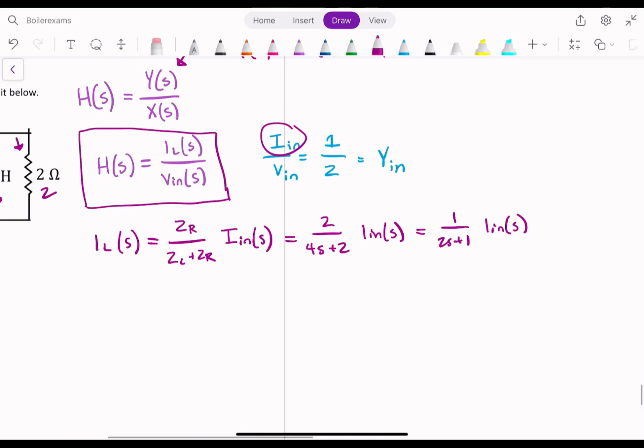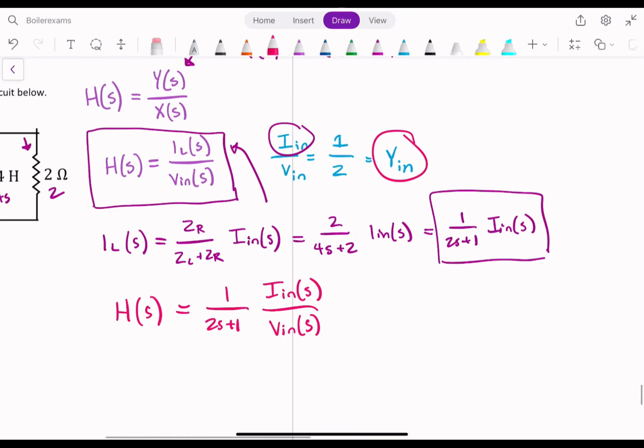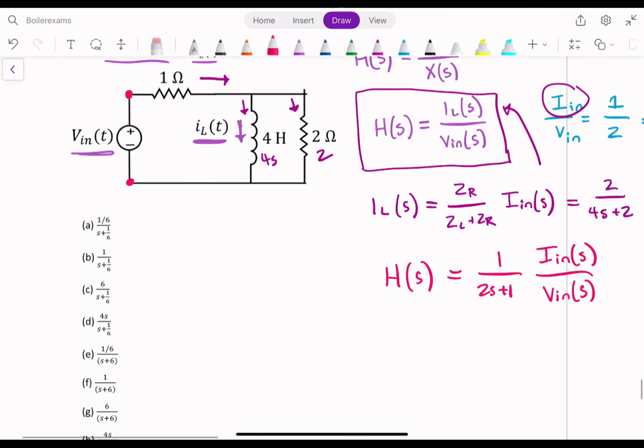And so we can plug in this value of I sub L of s in terms of the input current into this equation in order to now have our transfer function equal to 1 over 2s plus 1 times our input current divided by our input voltage. And so, as I expressed earlier, this is equal to the admittance of the circuit based on the input nodes. I over V is equal to 1 over Z. That's equal to our input admittance. So all we need to do now is find the admittance of this circuit.